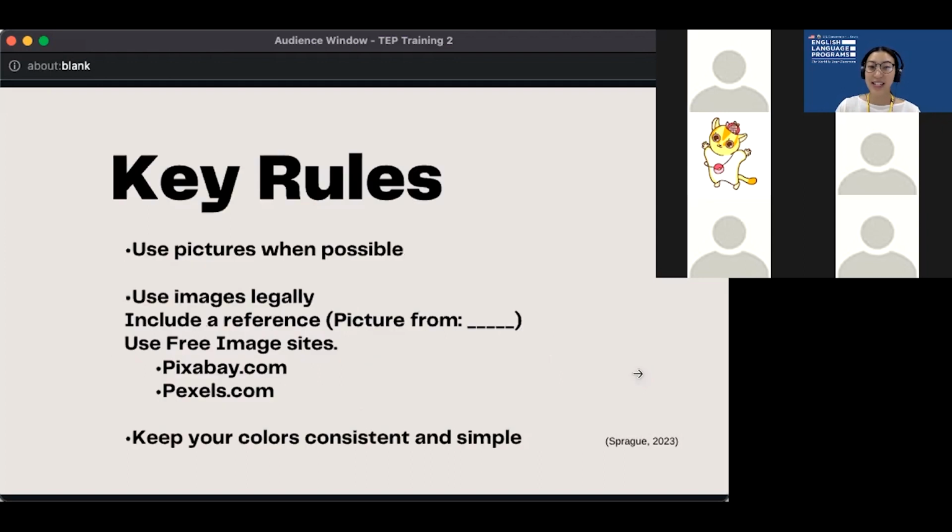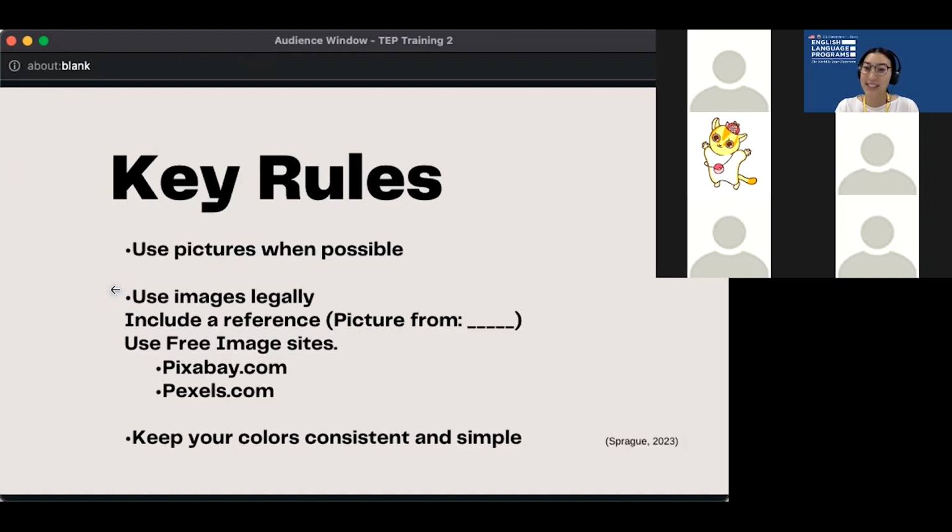Some other tips that I have is I always think that it is helpful to use pictures when possible. Now, I think that a lot of students may just see a picture on the internet and save it and use that picture. However, it is very important for us to help students realize they need to use images legally because some images may be copyrighted.